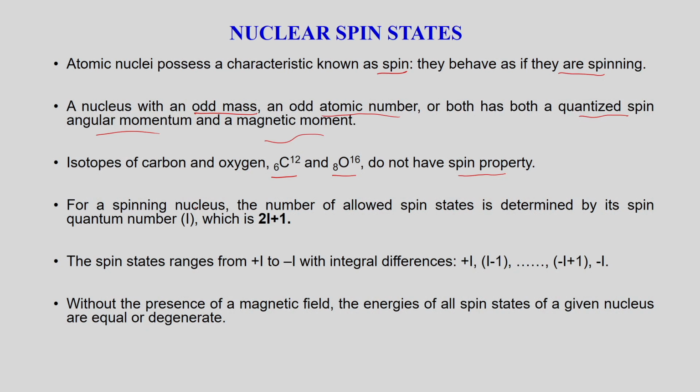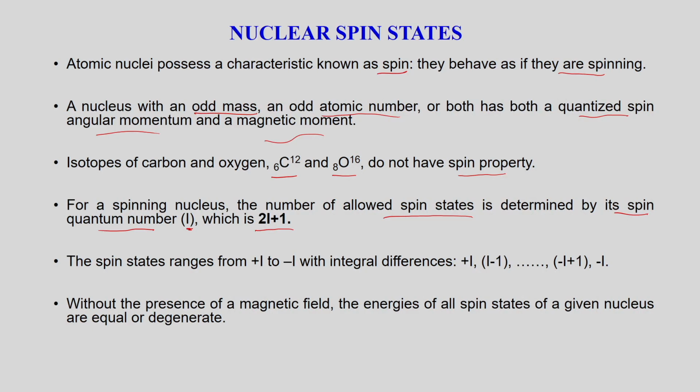For a spinning nucleus, the criterion for allowable spin states is determined by its spin quantum number I, through 2I plus 1. So, if you have a value of I for a particular nucleus, then you will have a total of 2I plus 1 spin states.